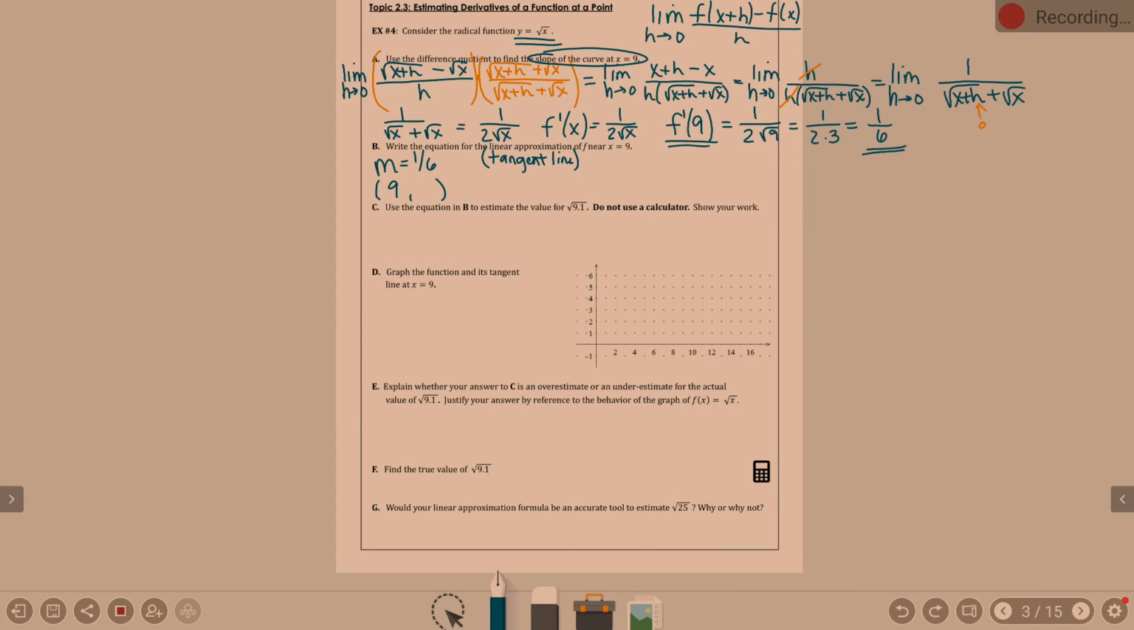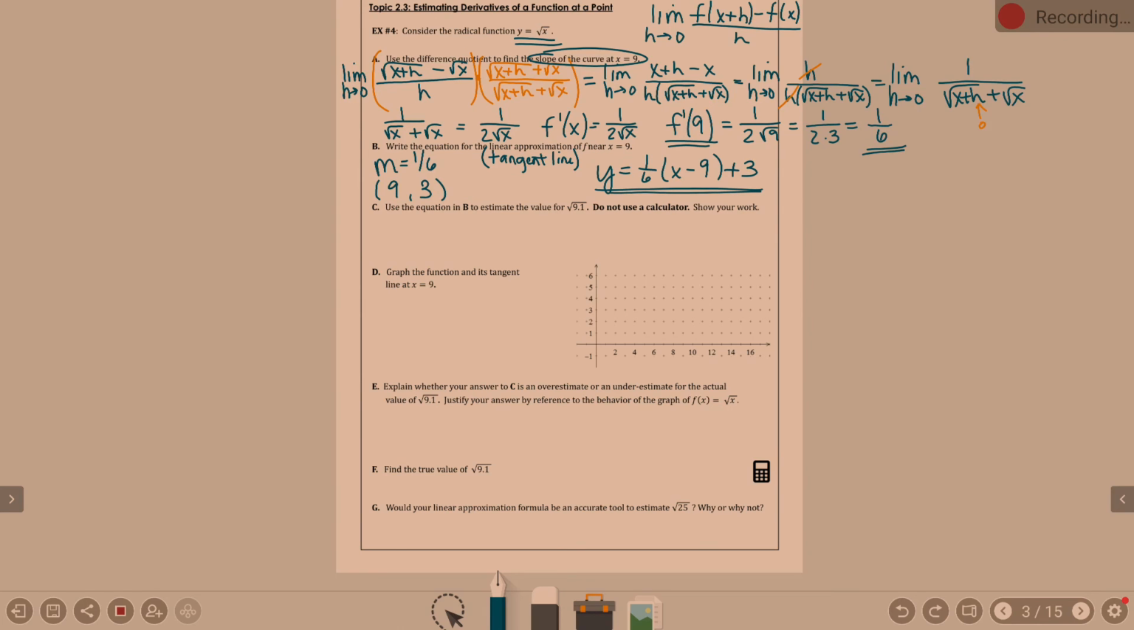9.3. Because x was given as 9. And then if you put 9 into the original function, the square root of 9 is 3. So can you write that equation? Maybe you already did. y equals 1/6 times (x minus 9) plus 3.